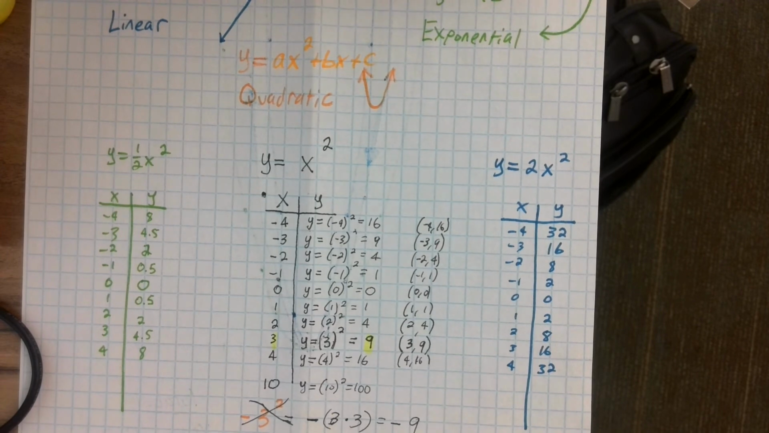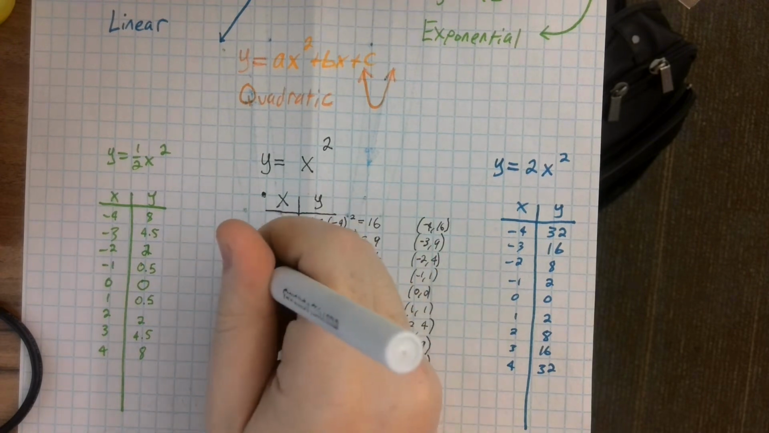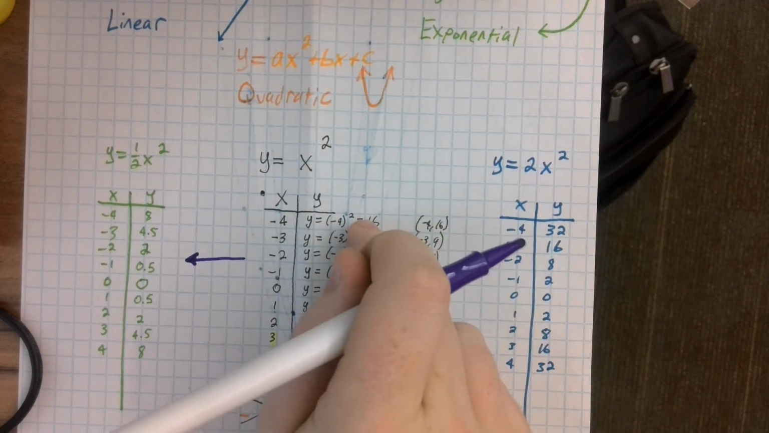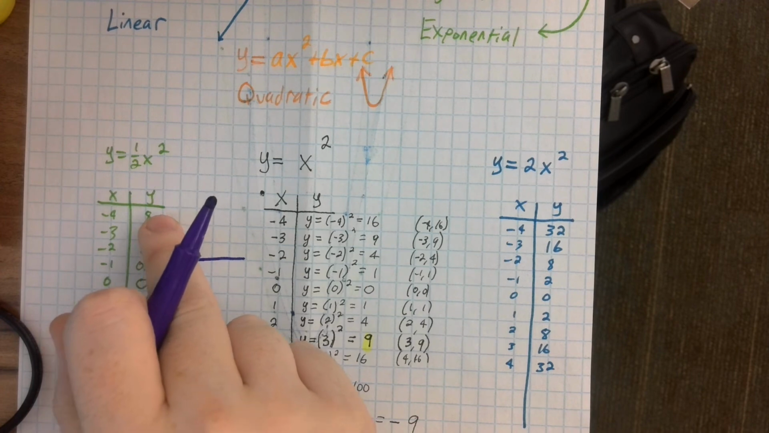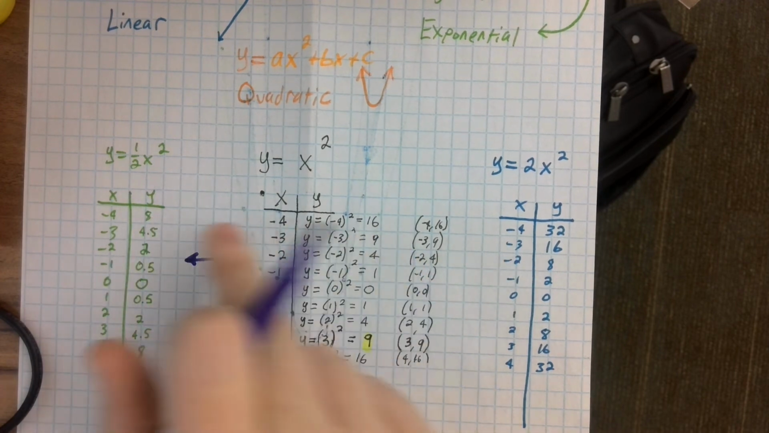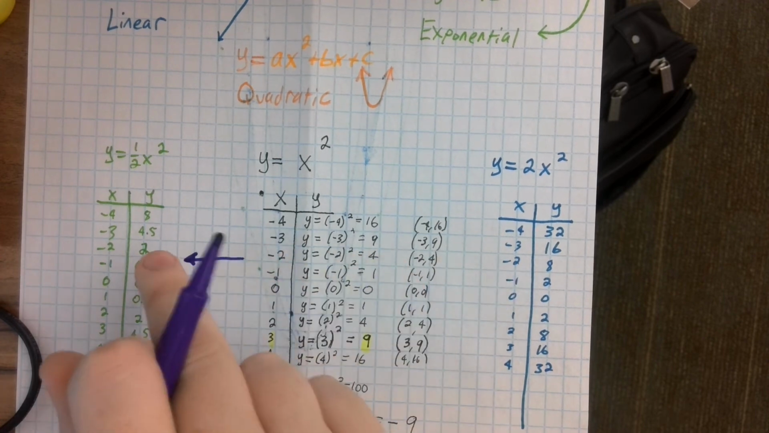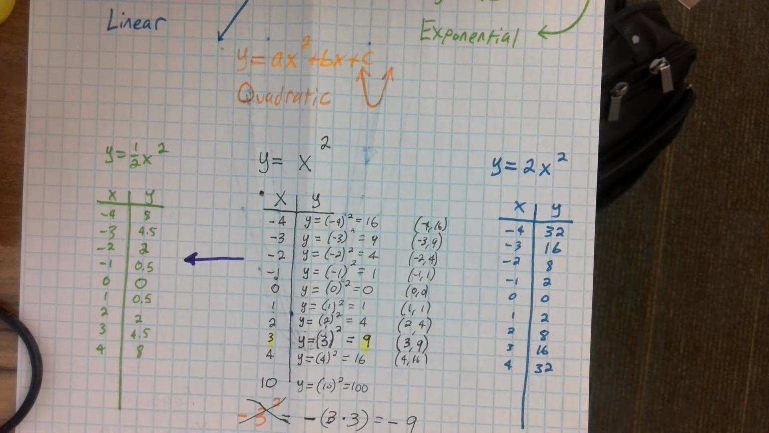How'd you do? As we look at these different answers, we might see a pattern start to emerge. Let's take a look at the 1/2 side. In the original, we got 16. In the 1/2 side, we got 8. In the original, we got 9. In the 1/2 side, we got 4.5. On the original, we got 4. On the 1/2 side, we got 2.